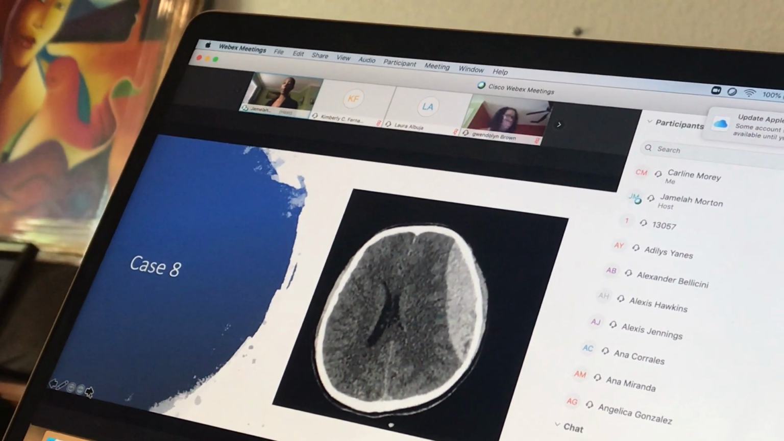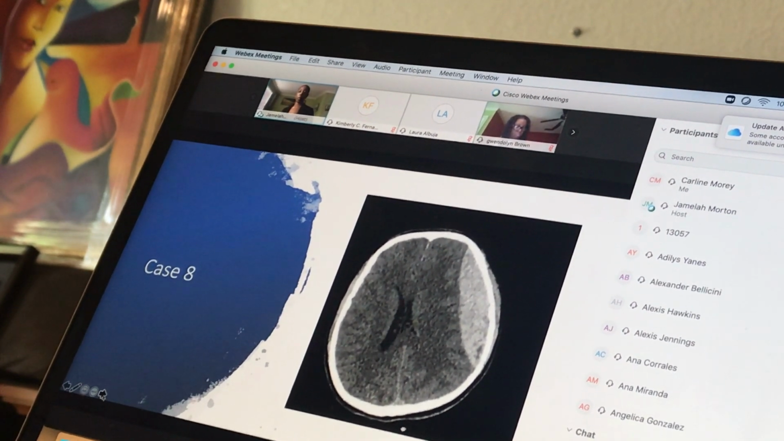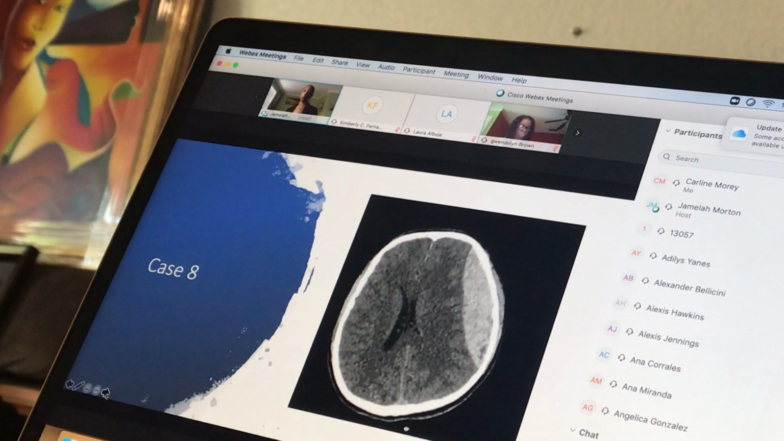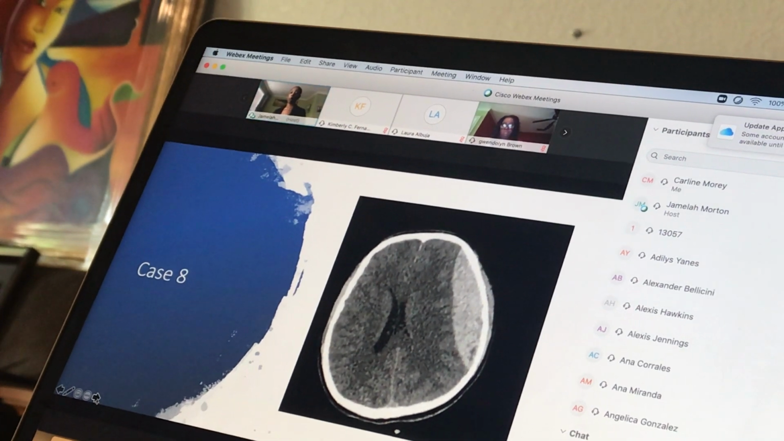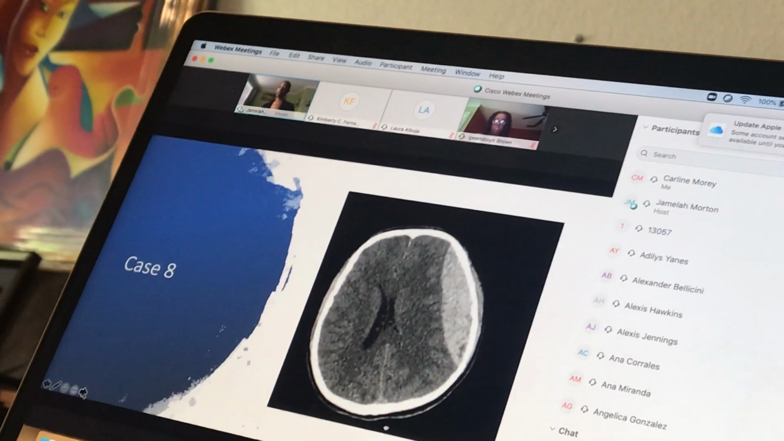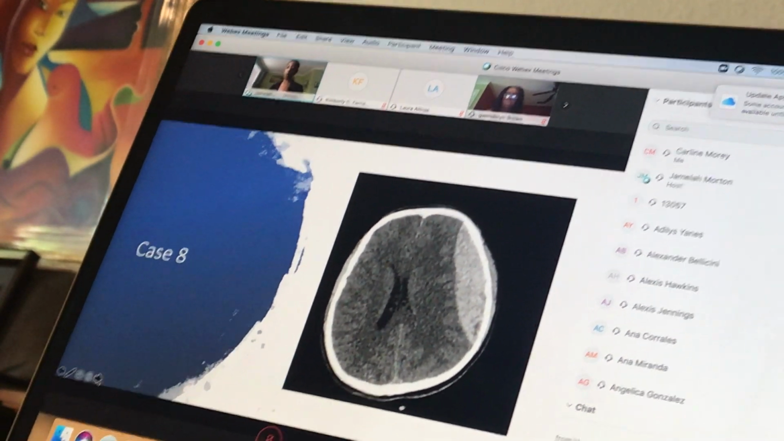Now, guys, remember, I showed you what a subdural hematoma looked like, and I showed you what an epidural hematoma looked like. One thing I'm going to ask you with this one is: is this person bleeding into the brain parenchyma, or are they bleeding into the meninges?